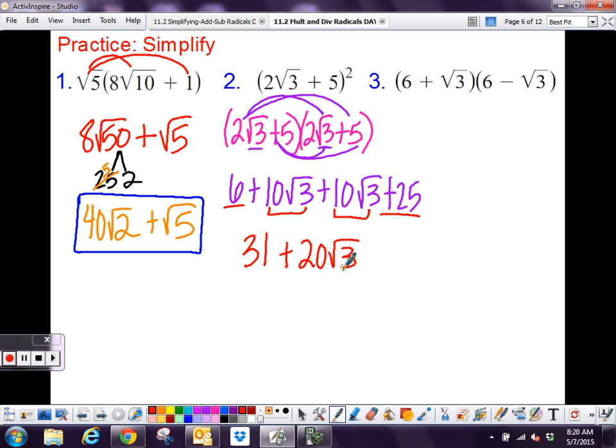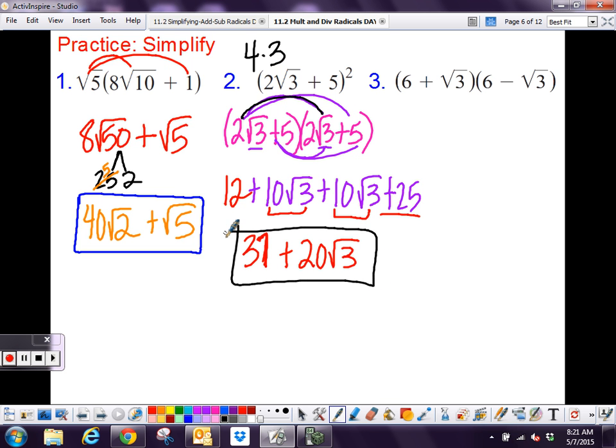Oh, and this 6 up here, this 6 was supposed to be a 12. I don't know what I was thinking. That's a 12, which means this is 37, actually. Okay, let me go back and talk about that. So 2 root 3 times 2 root 3, that was 4. And then root 3 times root 3 was 3. So 4 times 3 is 12. Don't know what I was thinking there. But hopefully you would be able to recognize that if you were to check these.